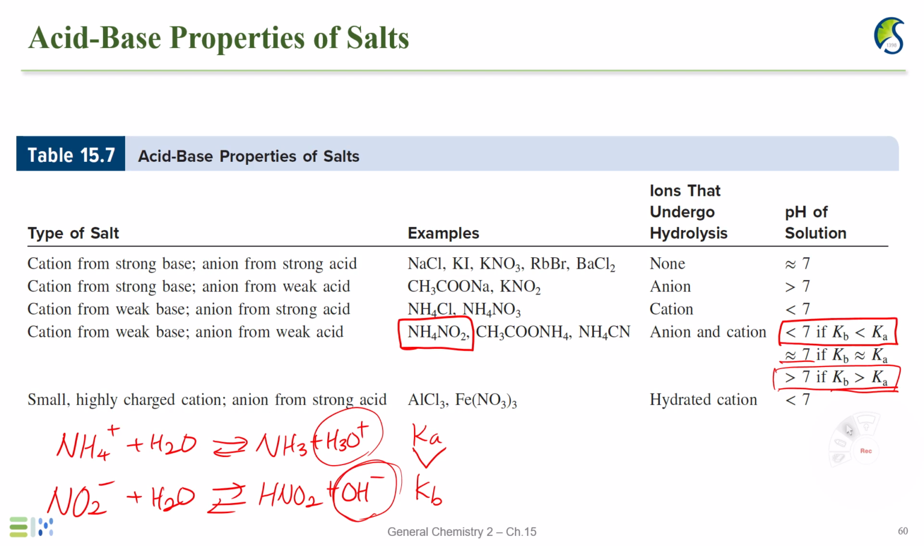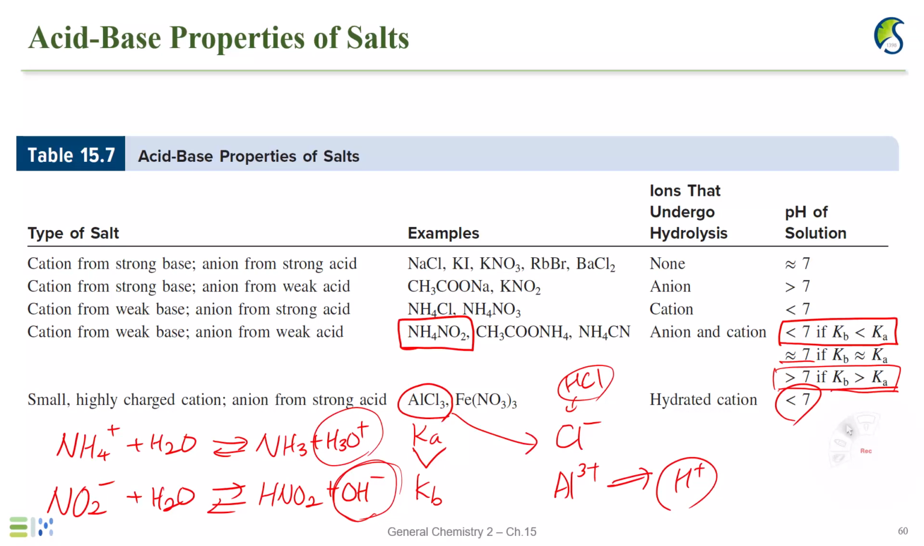So in this table, for example, this aluminum chloride, Cl minus is from HCl, right? So it doesn't do anything because it's from a strong acid. But aluminum 3 plus will generate H plus because it's a highly charged metal cation. So the solution will become a little bit acidic, with pH less than 7.